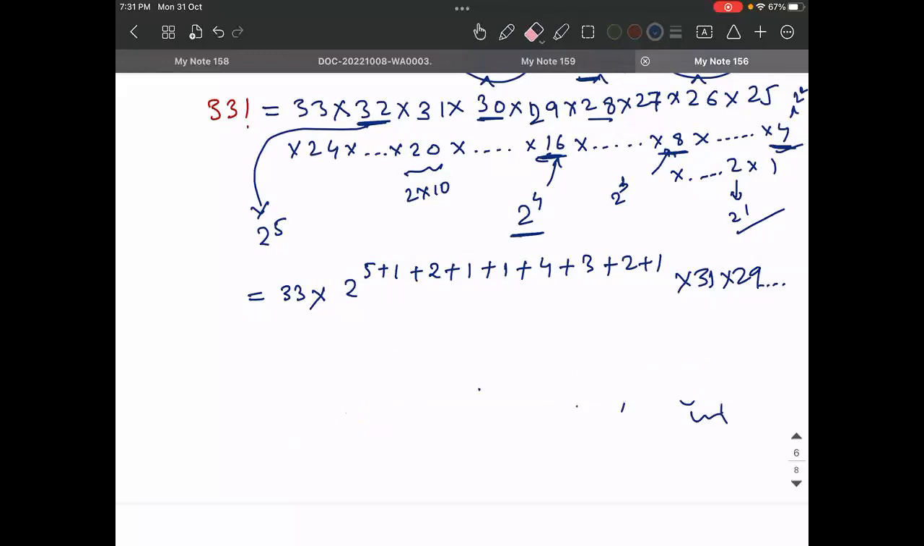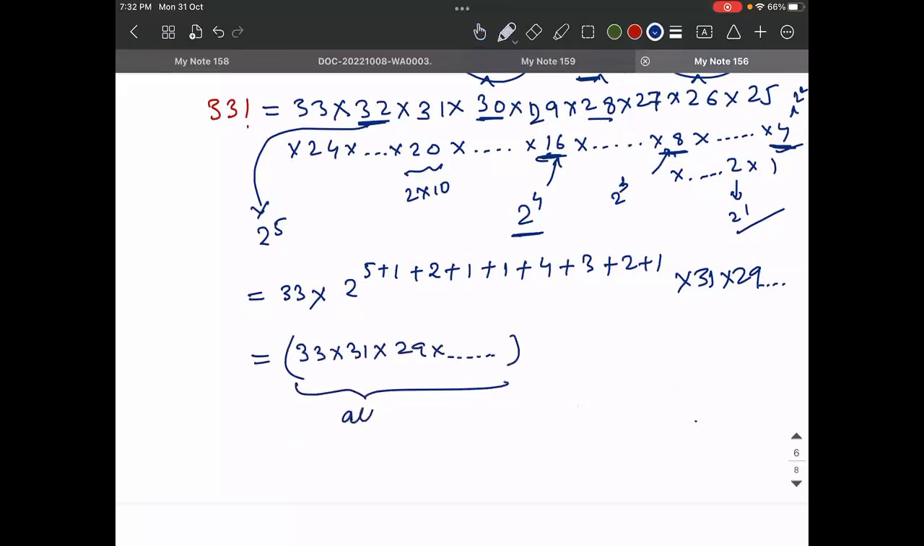So that's what we need to find out. Now we can write this as 33 multiplied by 31 into 29 into all the other odd numbers, because odd numbers do not have 2, right? Like 19, 17, 15, they are not multiples of 2. So all odd numbers, multiplied by all the numbers from which we have taken out 2, like 30. We have taken out 2 from it, so it will be 15, right?